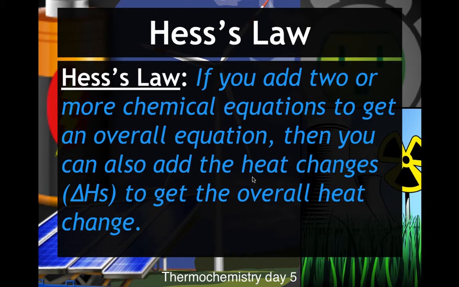So here's a flashcard for you to make. Hess's law is that if you add 2 or more chemical equations to get an overall equation, then you can also add the heat changes, or delta H's, to get the overall heat change. Stop the video for a second and go ahead and make a flashcard.